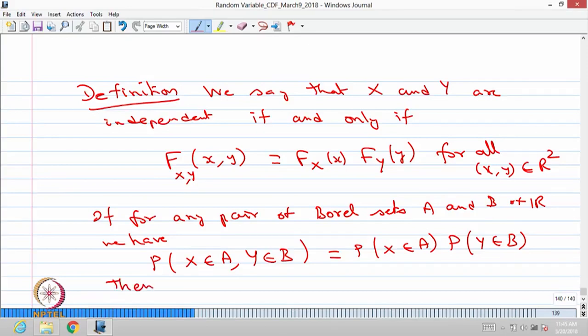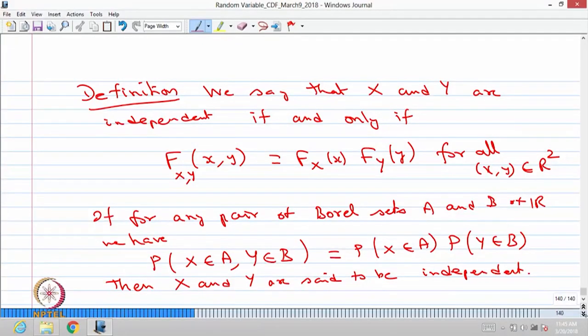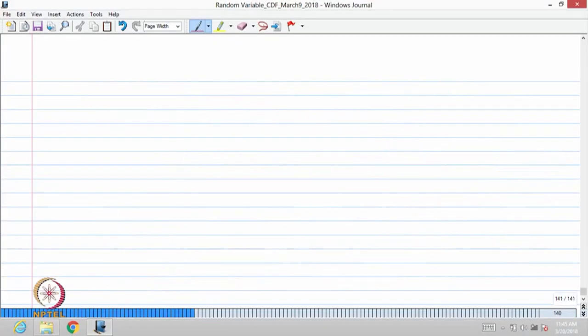If this condition is satisfied, then X and Y are said to be independent, whereas the first condition is an if and only if condition. We are not saying the random variable is of discrete type or continuous type. Now I am going to put a condition on whether the random variables are of discrete type or continuous type, and how this if and only if condition changes.